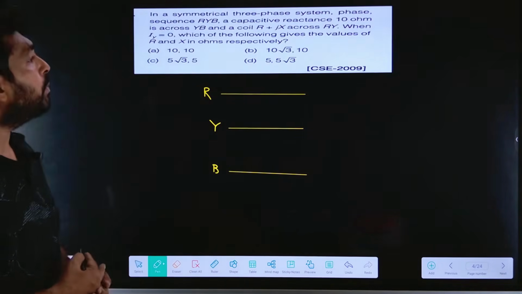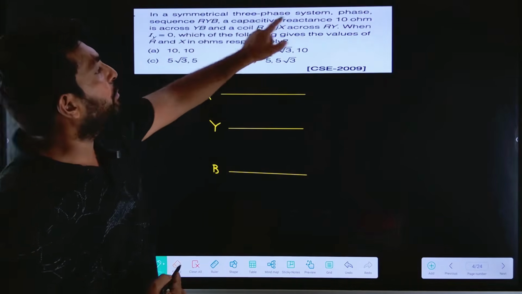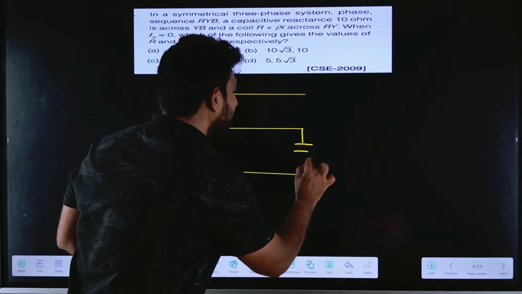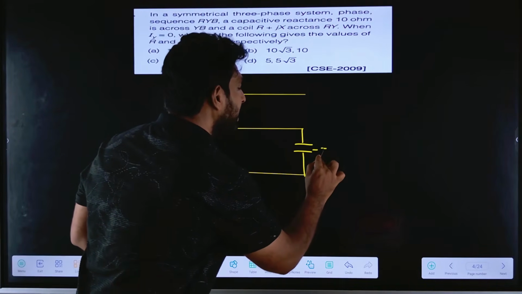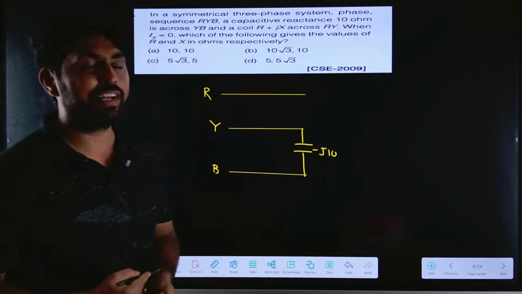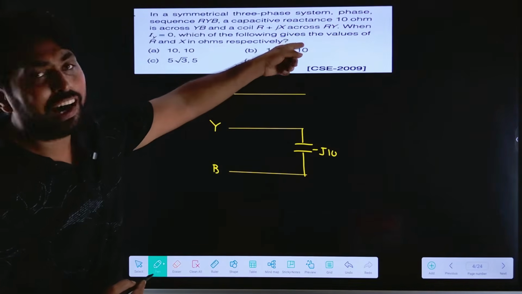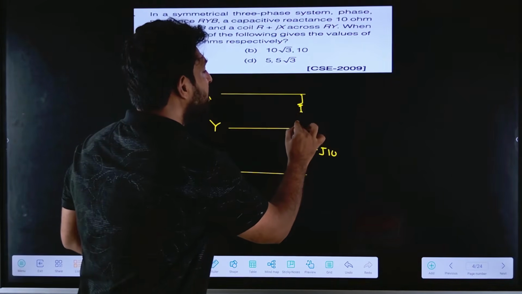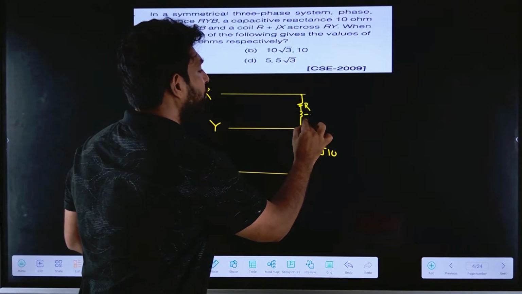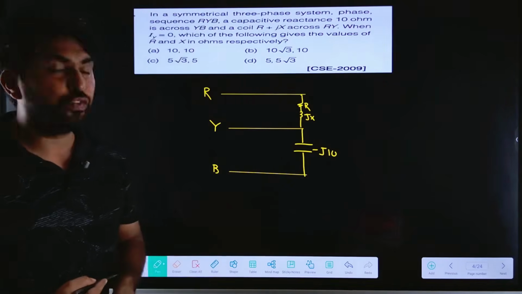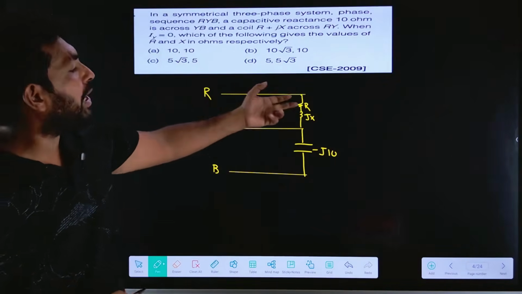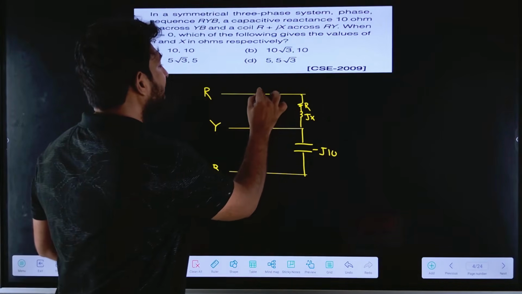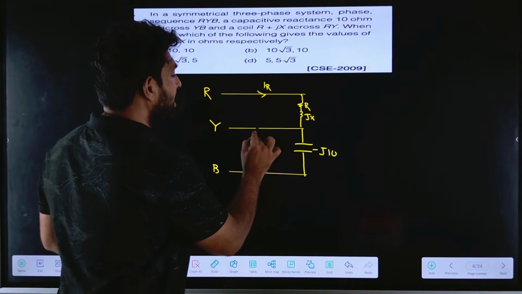And what is the problem? In between Y and B, the capacitance is connected, which is minus J10. It was given as minus J10. In between R and Y, R plus JX is connected. Now what do we need to find? We need to find the R and X values. Let me take this as IR and this as IY.